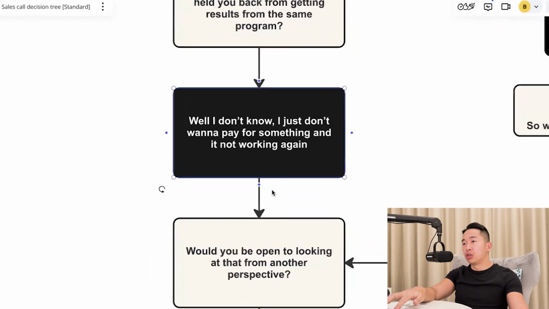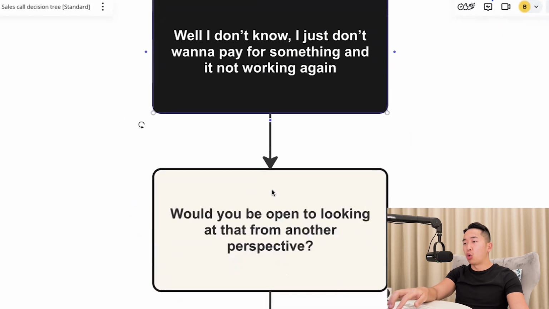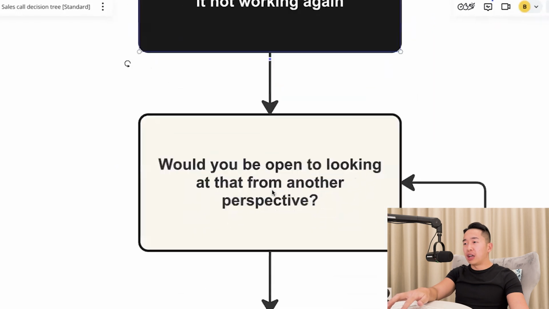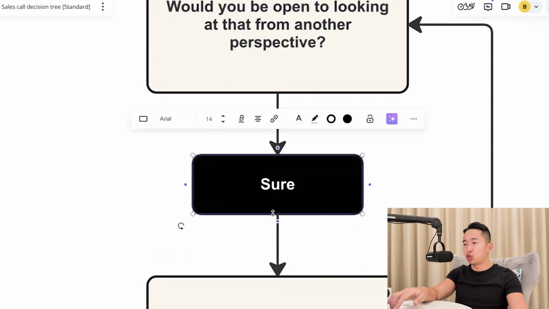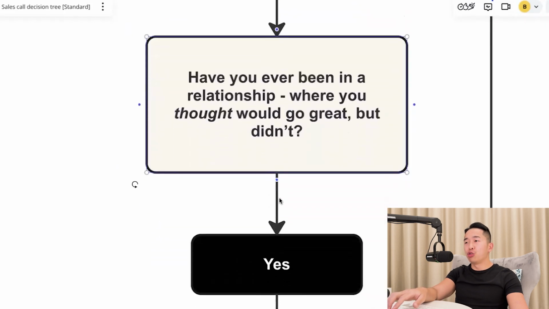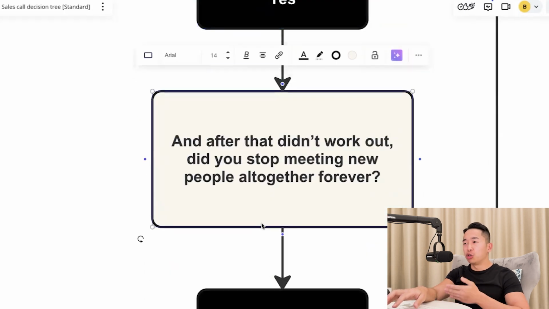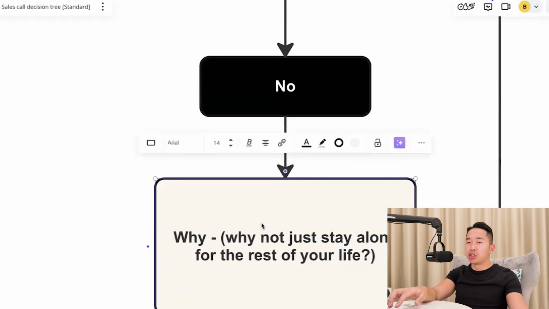Or they say, I don't know, I just didn't want to pay for something and it's not working out again. If they try to do that, then you go, okay, would you be open to looking at it from a different perspective? They say, yeah, sure. So have you ever been in a relationship where you thought it would be great, but it didn't work out? They say, well, yeah. And after that didn't work out, did you just stop meeting new people altogether? They're like, well, no. Well, why not just stay alone for the rest of your life?